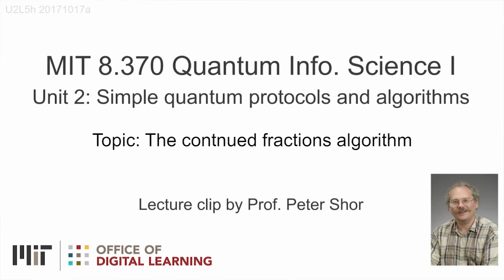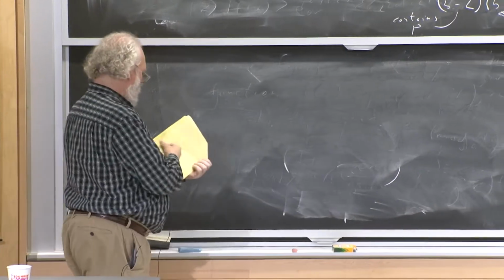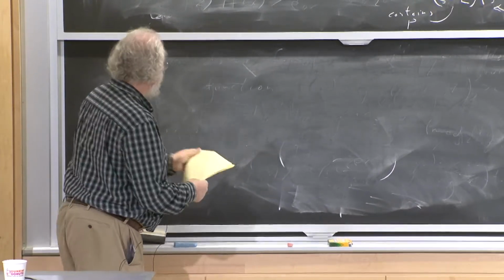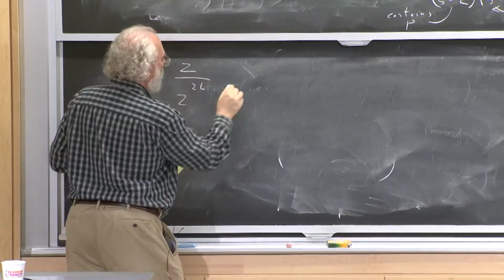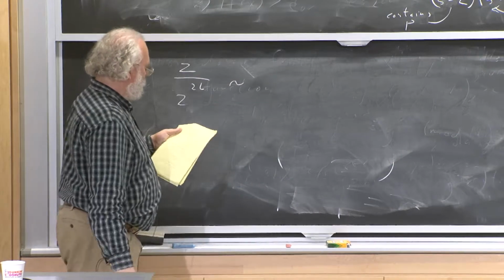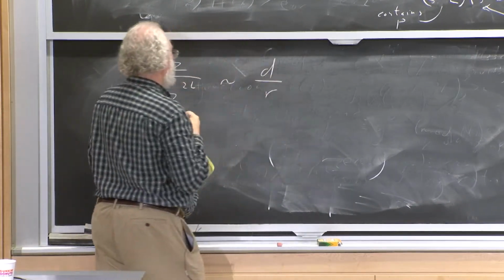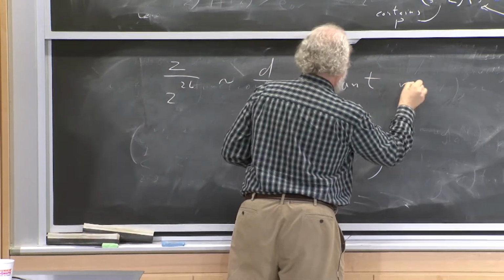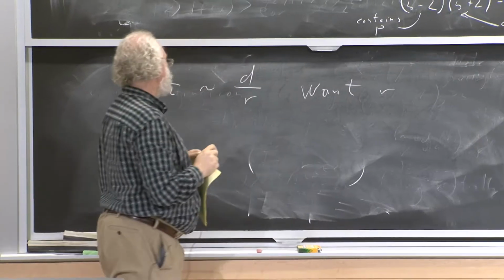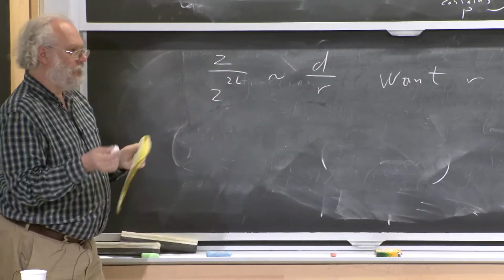The continued fraction algorithm. So what we have is z over 2 to the 2l is approximately d over r, and we want d over r. And we also know r is much smaller than 2 to the 2l.